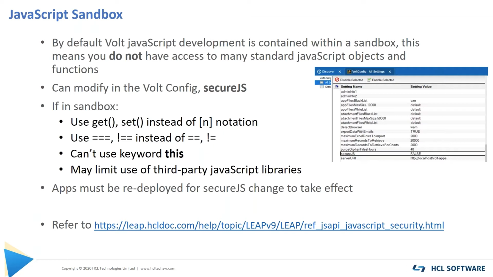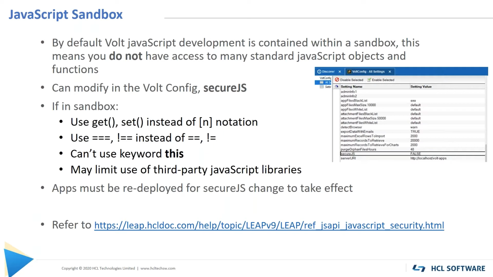So when you're working, it's a secure.js property inside of the Vault config. You can change it to false if you like, and then you will have access to everything that you are used to when working with JavaScript. If you're in a sandbox, you can't use standard array notation. The API provides functions, things like get and set. The operators are different, comparing operators. Again, you can't use this, which is what you might be used to using.